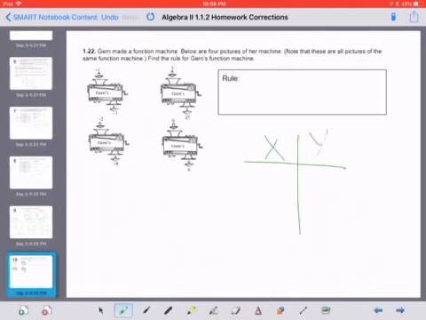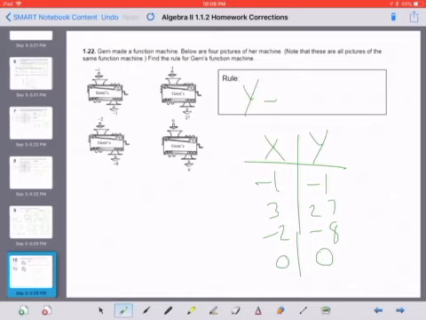So an XY table. So when it's -1, it's also -1. When we plug in 3, we get 27. -2, we get -8. And 0, we get 0. So I can kind of tell that I'm going to multiply in some cases here. So I know that 3 times 3 times 3 is 27. So I'm going to guess I'm doing x to the 3rd power, which actually works for all of them. So my rule is y equals x cubed.